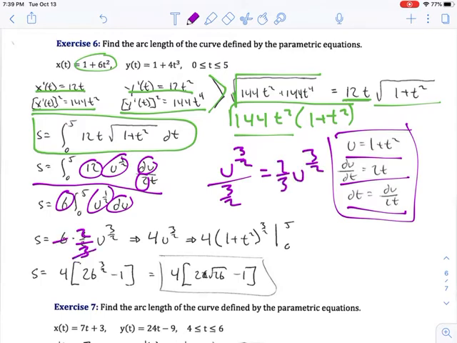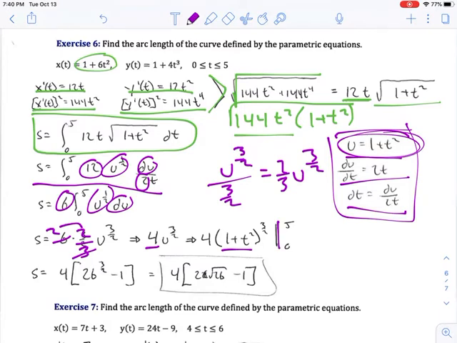Well, the 3 cancels with the 6 2 times. 2 times 2 is 4. So I actually did it correctly. I just wrote it incorrectly. My apologies. So u to the 3/2, substituting back in what u is equal to, which is 1 plus t squared. And we're evaluating that from 0 to 5.